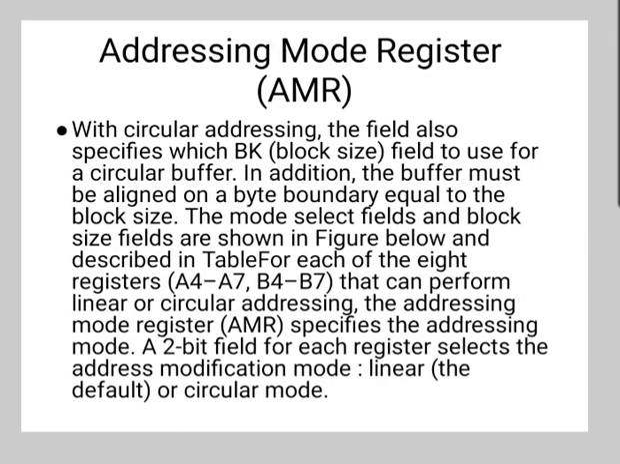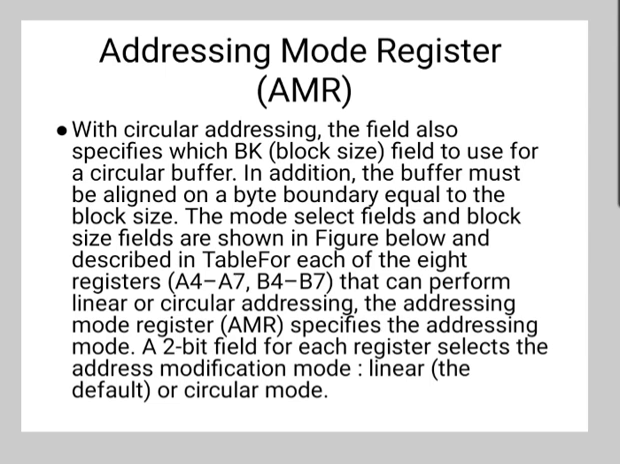Next is the addressing mode register. With circular addressing, the field also specifies, for each of the 8 registers A4 to A7 and B4 to B7, whether it performs linear or circular addressing. The addressing mode register is AMR.